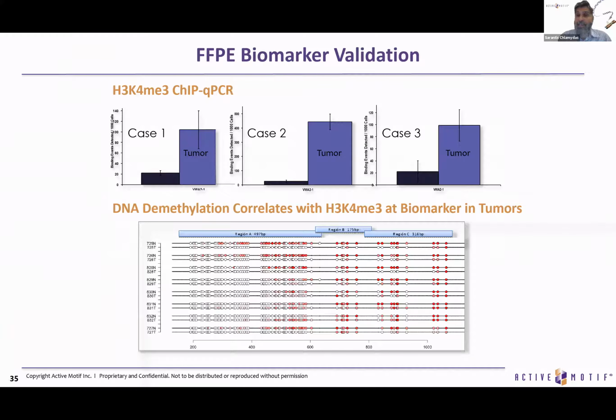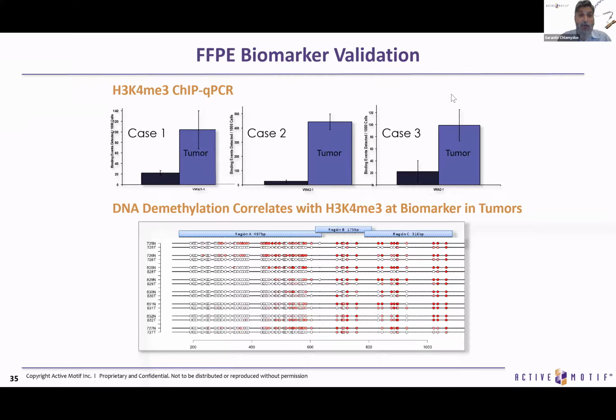We wanted to investigate further. We use different samples and the same marker, H3K4 trimethylation. With the ChIP-qPCR, at the promoter of this region, we are able to see enrichment of the open chromatin mark at the promoter of this gene. That is potentially a biomarker for colon cancer.